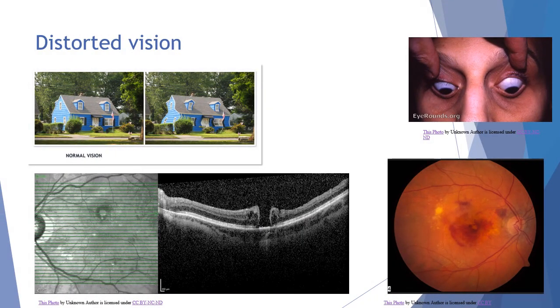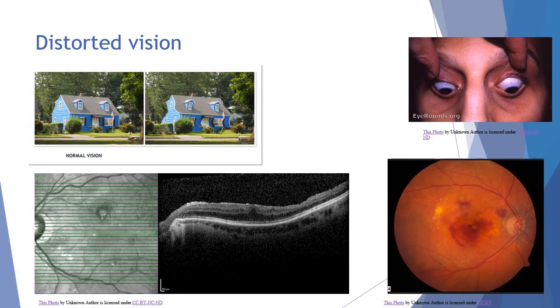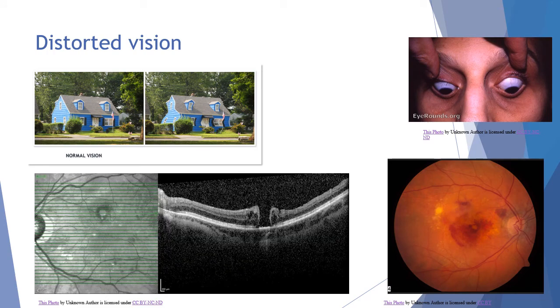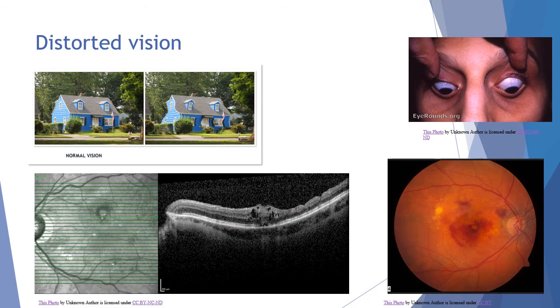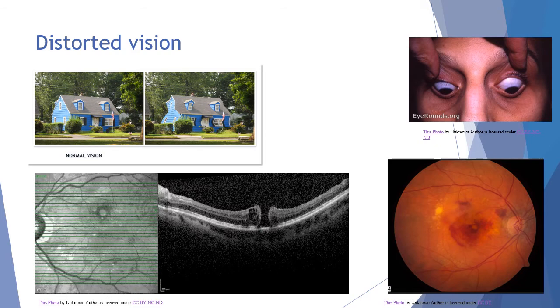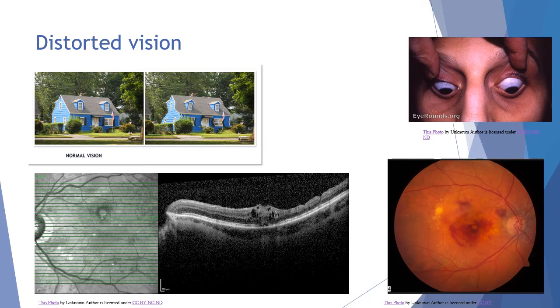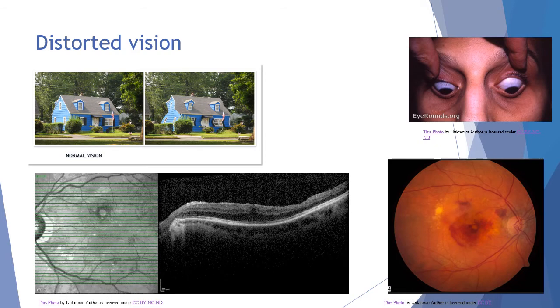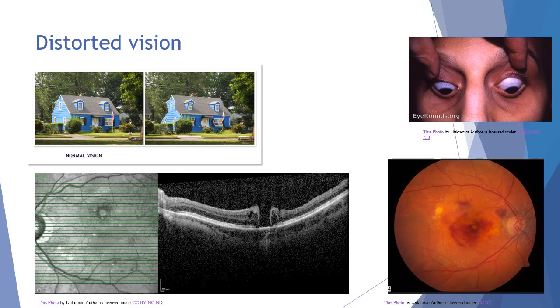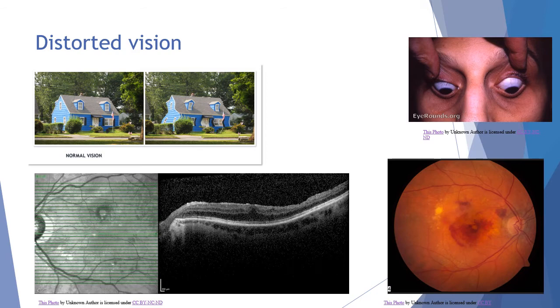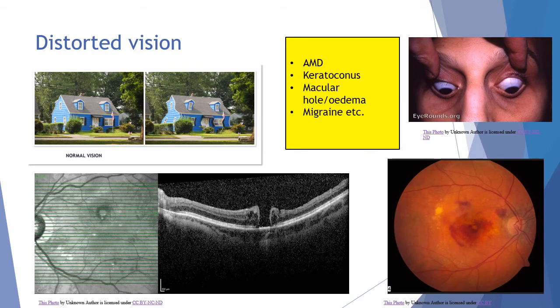And next we've got distorted vision, which could be due to macular degeneration. It could be due to a macular hole, keratoconus, like in the image on the top right hand side here. We also get sometimes migraine is referred to as a distortion.